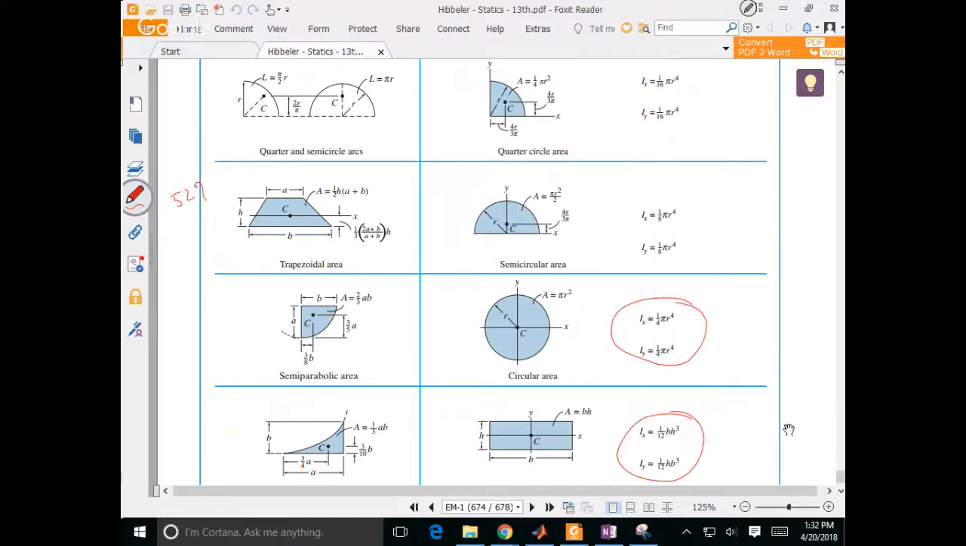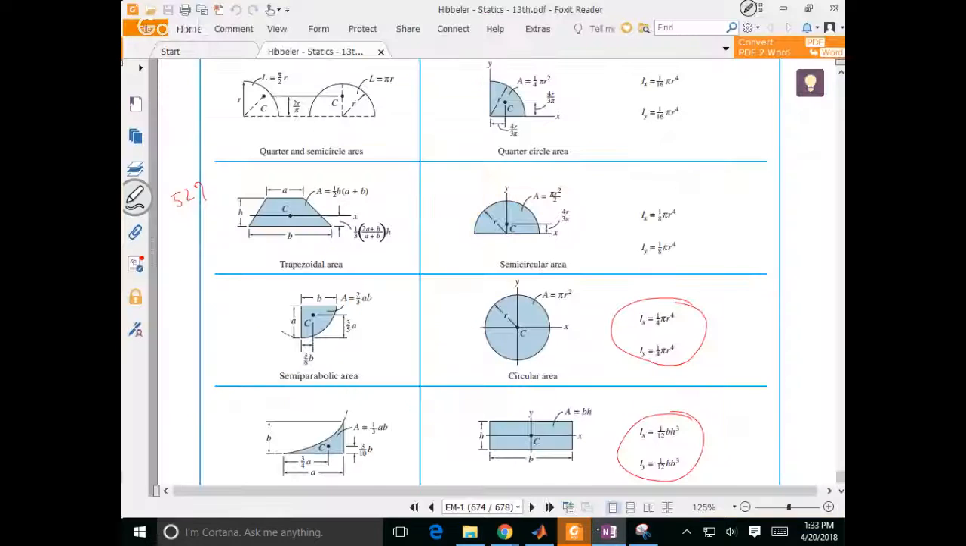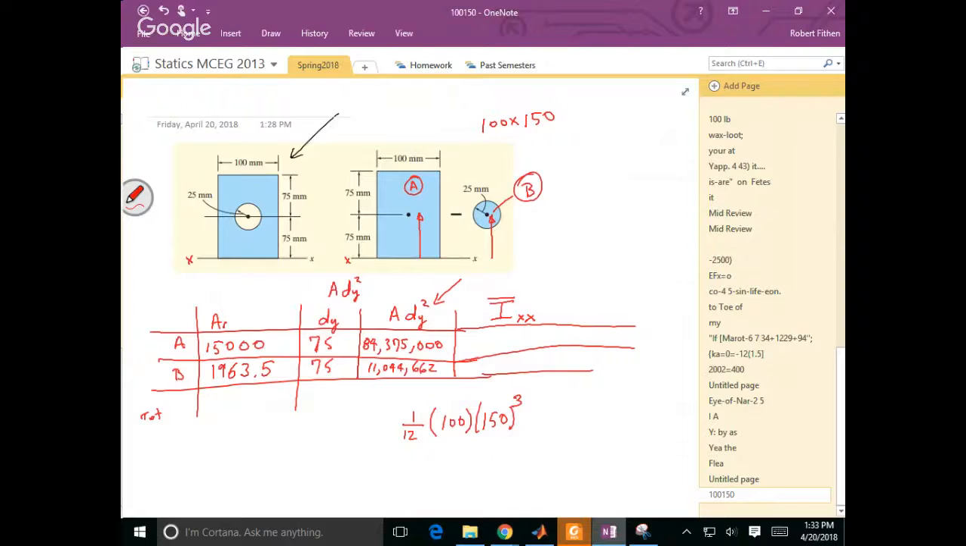So it's 1/12 base times height. Let me find the book. Okay, so for A, 1/12, the base of this thing is 100. The total height is 150. Base times height to the third. So that's about its own centroid. And that's the key there.